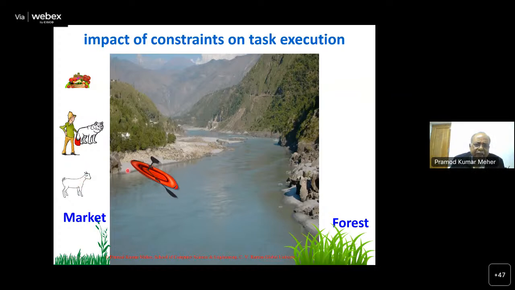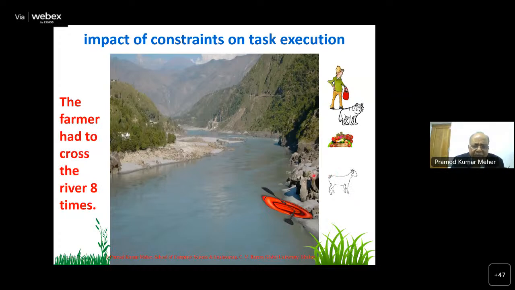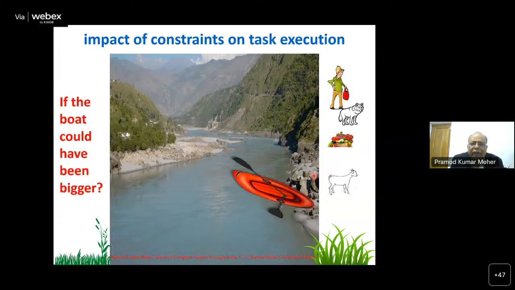Okay. The other is the resource constraint. The boat is small. Boat is tiny, small boat. So if this boat would have been bigger, then what would have been? With the tiny boat, the farmer had to cross the river 8 times. If suppose the boat would have been bigger, there would not have been a resource constraint. Suppose the boat can carry 2 entities. So what should have been the algorithm? The algorithm would have been different.